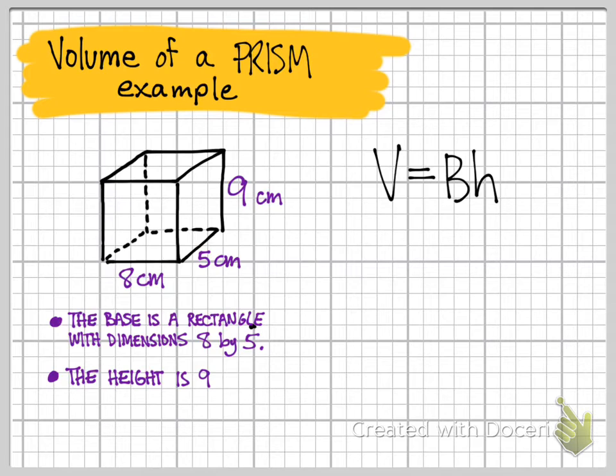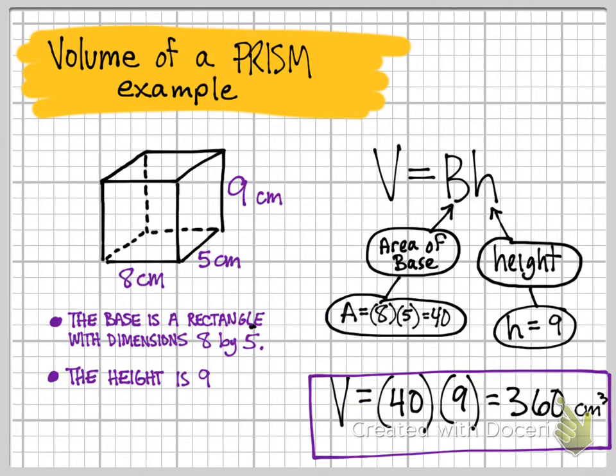Now for a volume of a prism example. You can see here we have a picture of a prism with some dimensions labeled. The base of the prism is a rectangle with dimensions 8 by 5. The height of the rectangle is 9. The formula for finding the volume of a prism is V equals capital B times H, or volume equals the area of the base times the height.